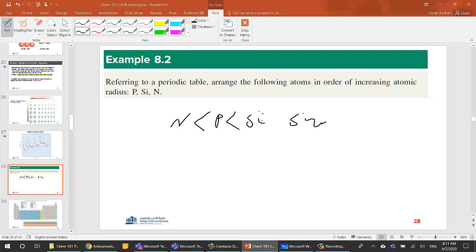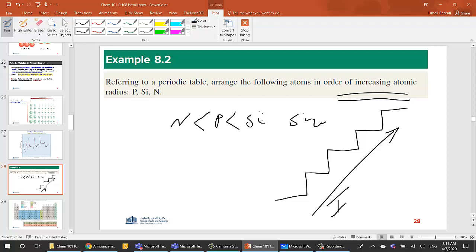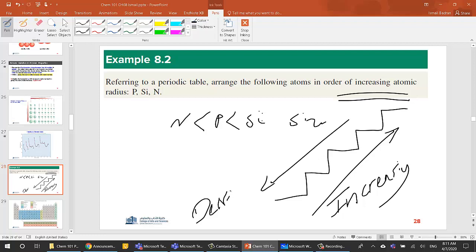Now, but you have to watch out for the words in the question. It says atoms of increasing radius. Now, let's remember here that this is increasing and this is decreasing. So increasing means from the small to the big. Small to the big, so in this case, yes, this is right. So this is the smallest to the biggest. Okay? Smallest to the biggest, so our answer is right.